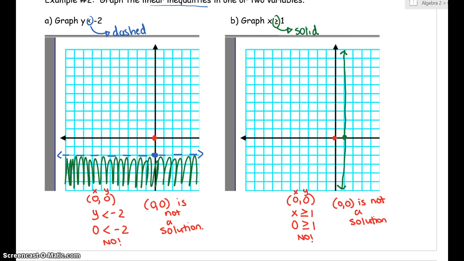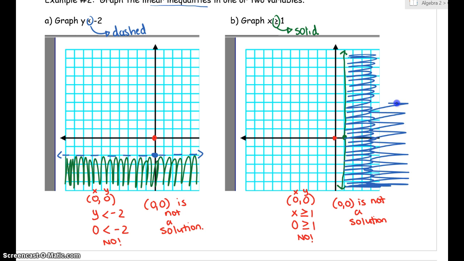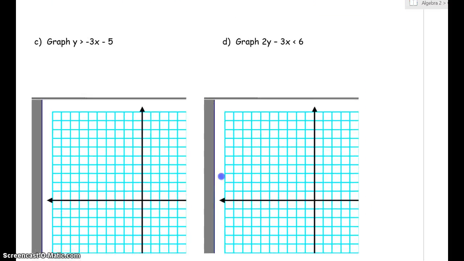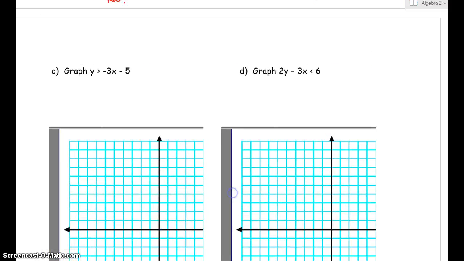So we need to go to the right side of the green line, and that will be our solution area right here. Keeps going further too, but you just can't see it. There it is. All of that is our solution. All right, let's go ahead and do a couple more.